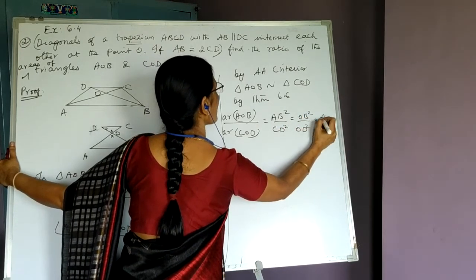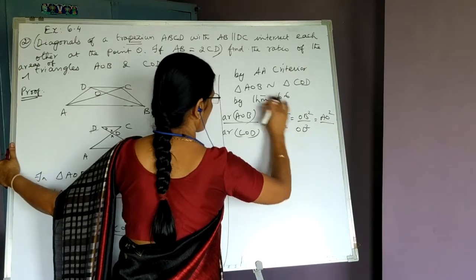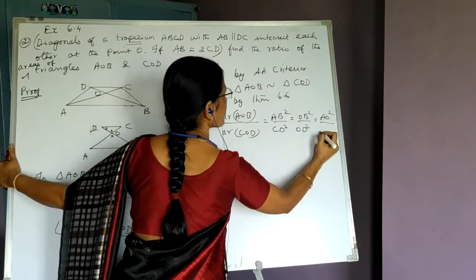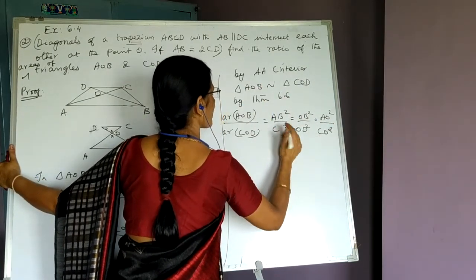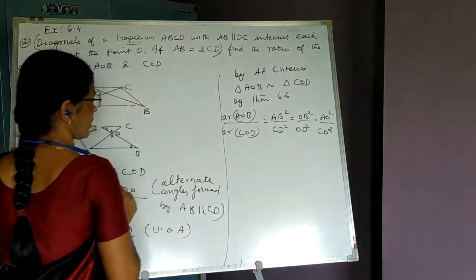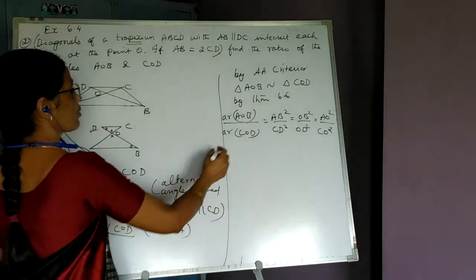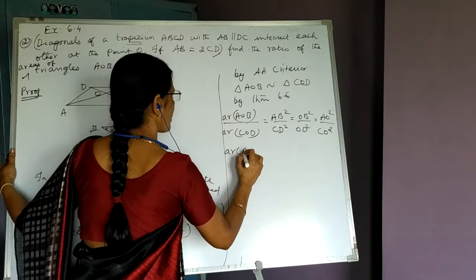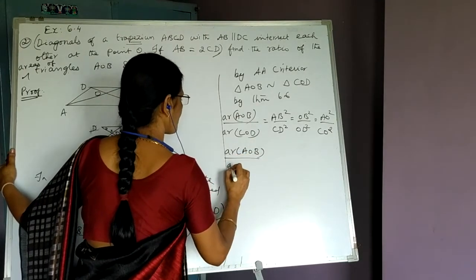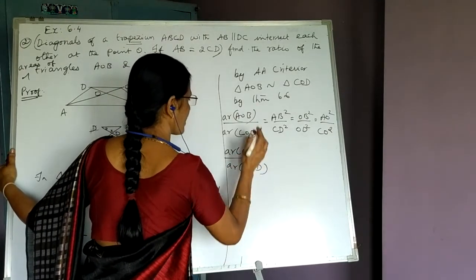We can write in any order we like. But whenever we take AO here, only CO should be taken. The corresponding sides should be taken in the proper order. Okay, we are asked to find out the ratio of this. Therefore, I repeat this. No substitution can be done in the first place.